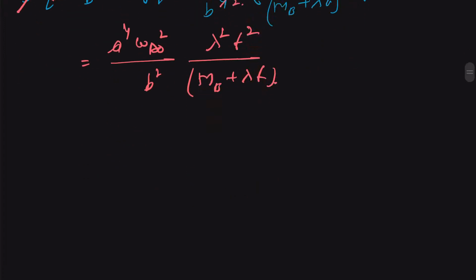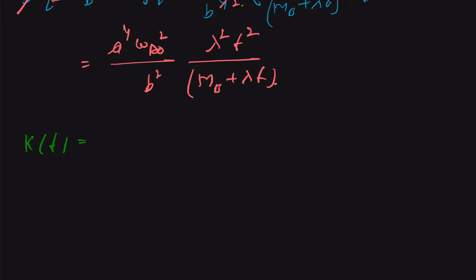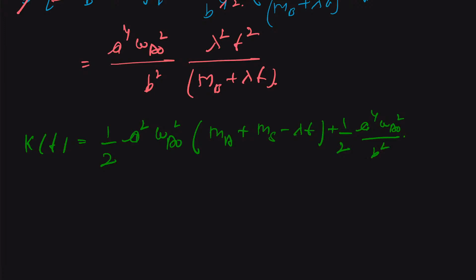Now we can substitute into our total kinetic energy. So we can say that our k of t will be equal to half A square omega A naught square, mass of A plus mass of sand minus the mass moved, plus half, and we have this as A of 4 omega naught square B square times lambda square t square, mb plus lambda t.